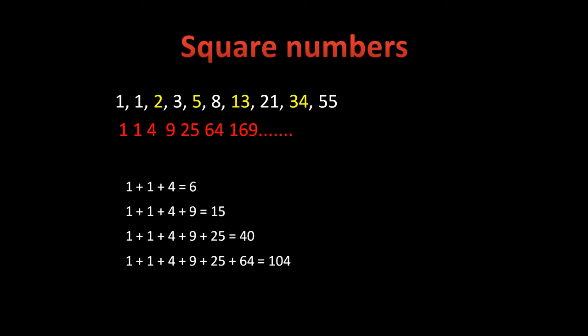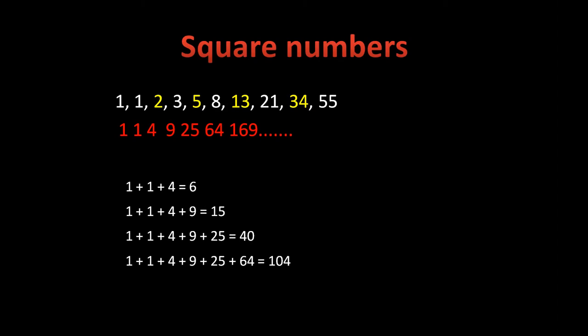Here's another one. Let's add the first few squared numbers. 1 plus 1 plus 4 equals 6. Add 9 is 15. Add 25 is 40. Add 64 is 104. Look at those numbers. They aren't Fibonacci numbers. Look at them closely, and you'll see them buried inside. You see it? I'll show it to you.